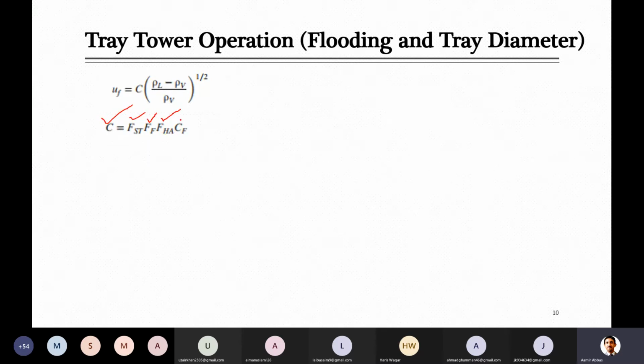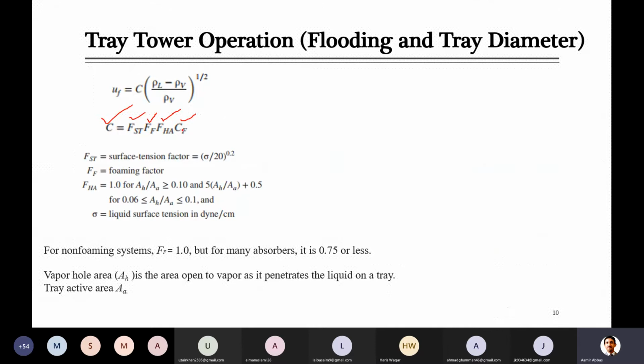Holes on the surface of the tray, there is the area of holes and the overall area of the tray. And then there is a factor related to CF. This is related to the tray spacing. We will look at how we can find it. So the surface tension factor FST is linked with sigma over 20 to the power 0.2.